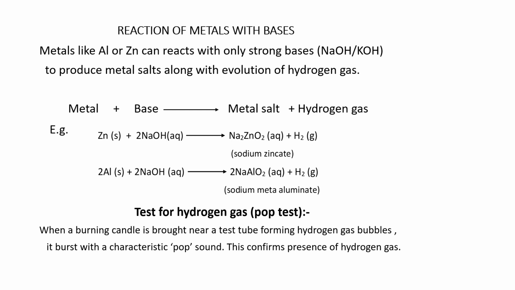So in both cases, whether the metal reacts with acids or with bases, you will see there is evolution of hydrogen gas. But how can you know for sure that the gas evolved is hydrogen gas? For that we have to perform a test.